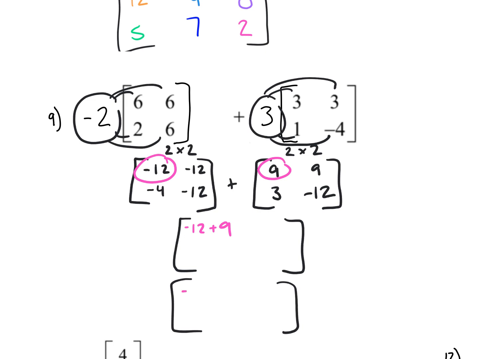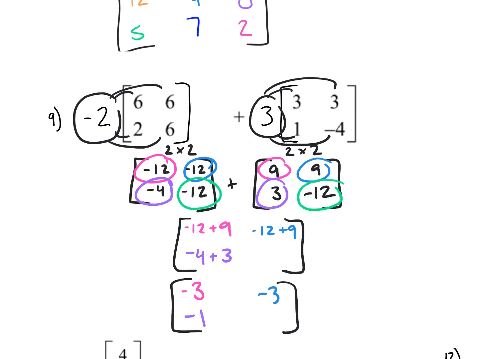Negative 3. Negative 3. What do we add next? Negative 12 plus 9. Tara, what's negative 12 plus 9? Negative 3. So next we add negative 4 plus 3. What's negative 4 plus 3? Negative 1. And then what's negative 12 plus negative 12? Negative 24.